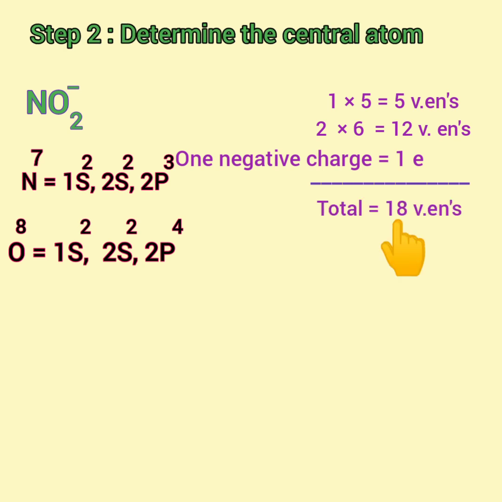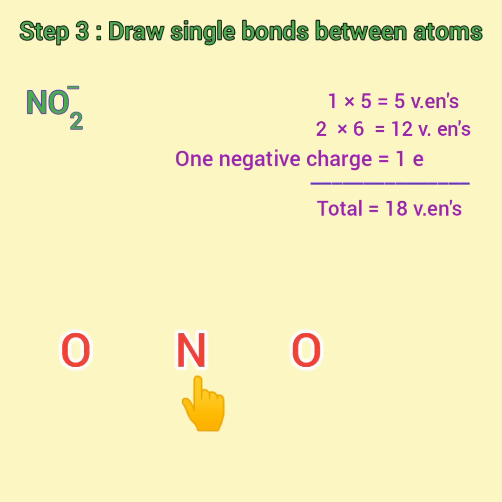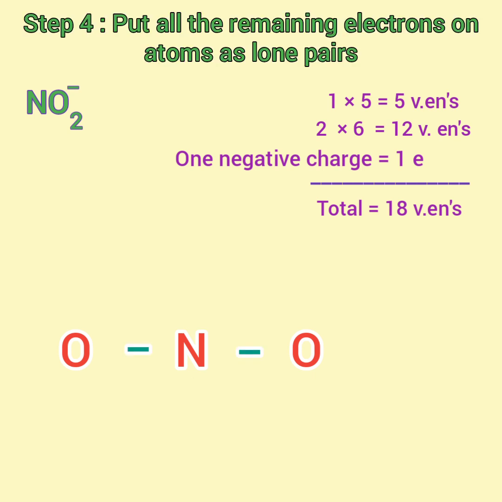Step 2. Determine the central atom. The atom there is only one of. Here nitrogen is the central atom. Step 3. Draw single bonds between atoms. Step 4. Put all the remaining valence electrons on atoms as lone pairs. Here the total valence electrons of NO2 minus is 18.